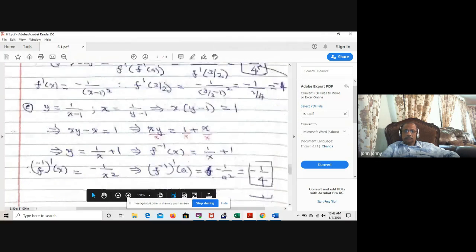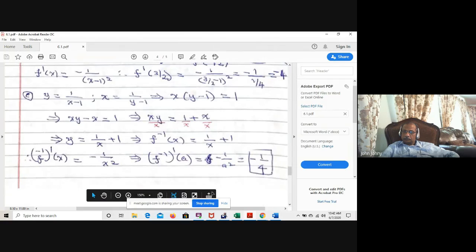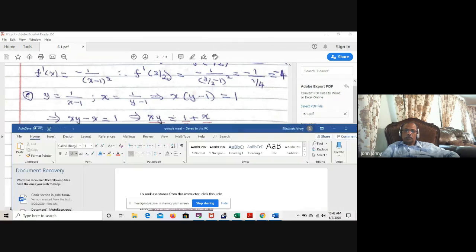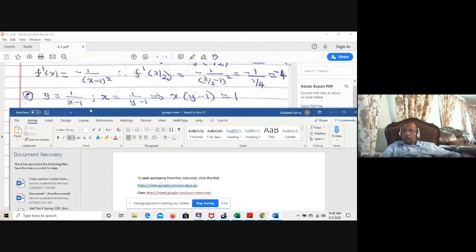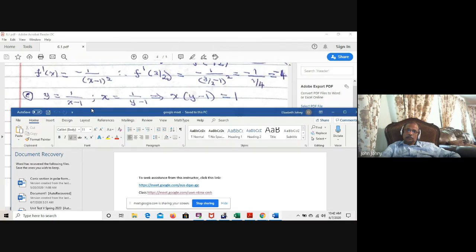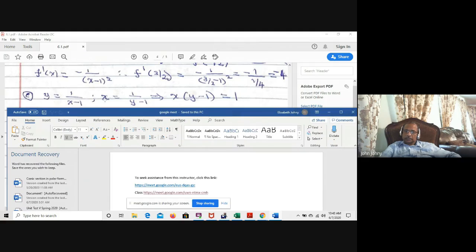Now the C part. y is equal to 1 over x minus 1. We are trying to find the inverse of that function. So switch x and y. x is equal to 1 over y minus 1. That implies x times y minus 1 is equal to 1, by multiplying both sides by y minus 1.